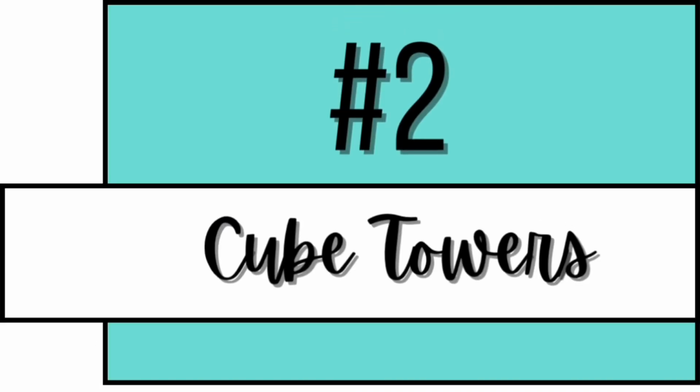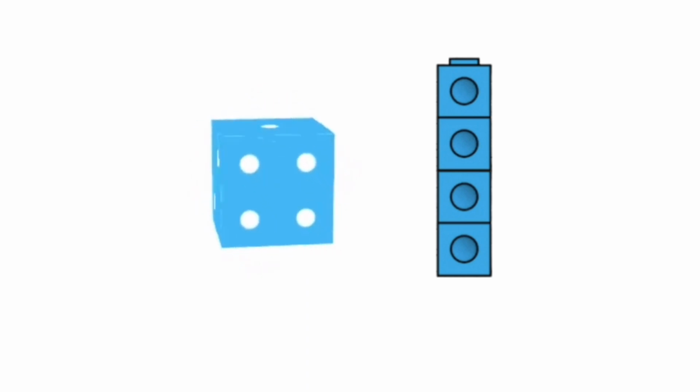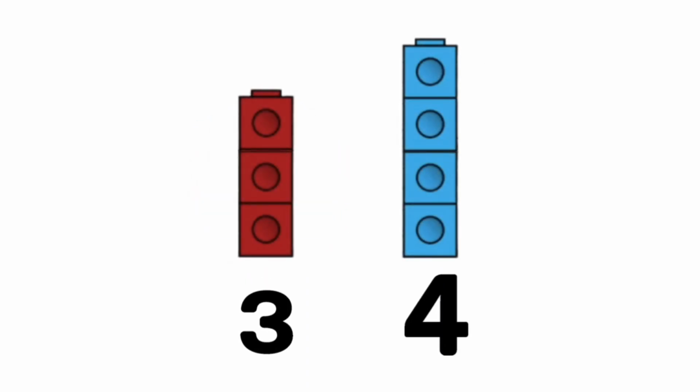For this next one, you'll need dice and linker cubes. Roll the dice and build a tower to match the number of dots on the dice. Roll again and build a second tower right next to the first. You can ask your child the same questions you did in the cube train game to give them practice with comparing numbers and quantities.